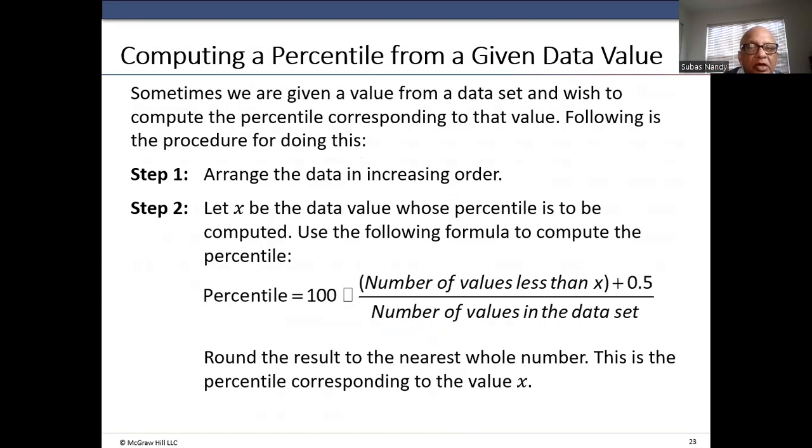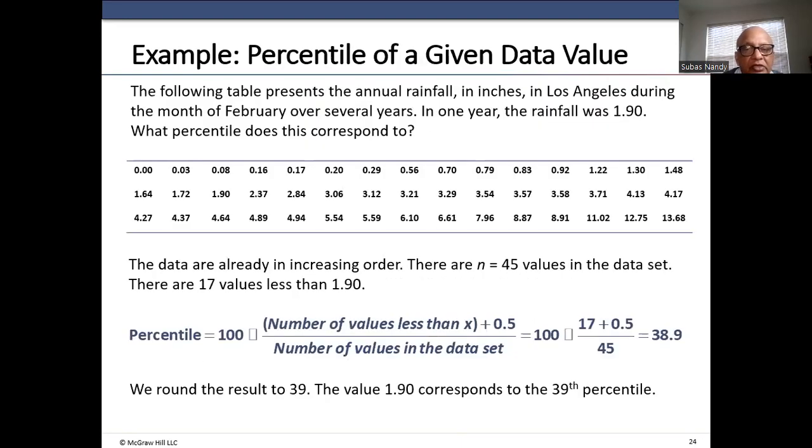Computing the percentile from a given data. Sometimes we are given a value from a data set and we wish to compute the percentile corresponding to the value. Following the procedure for this, arrange the data in increasing order. Let x be the value whose percentile needs to be computed. Use the following formula to compute the percentile. We calculate the number of values less than x, add 0.5 to it, divide by the total number of values in the data set, and multiply it by 100. Round to the nearest whole number. This is the percentile corresponding to the value x.